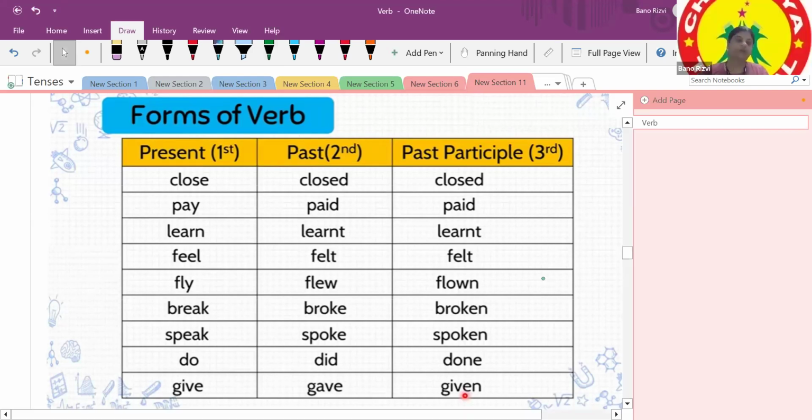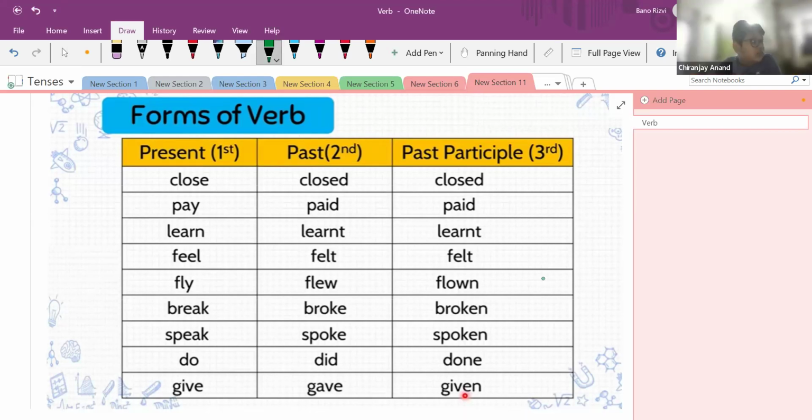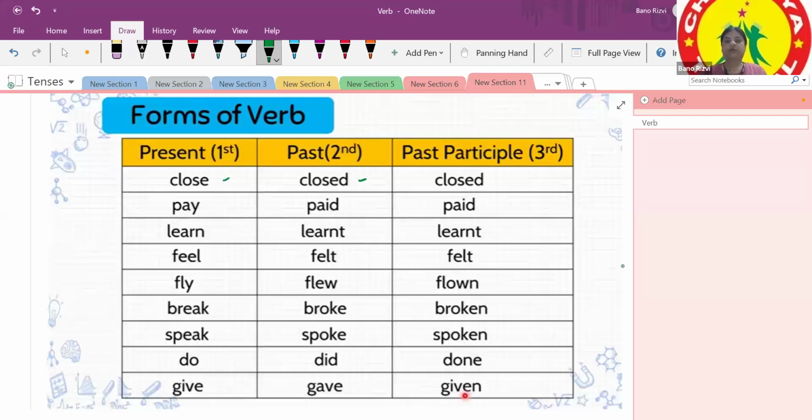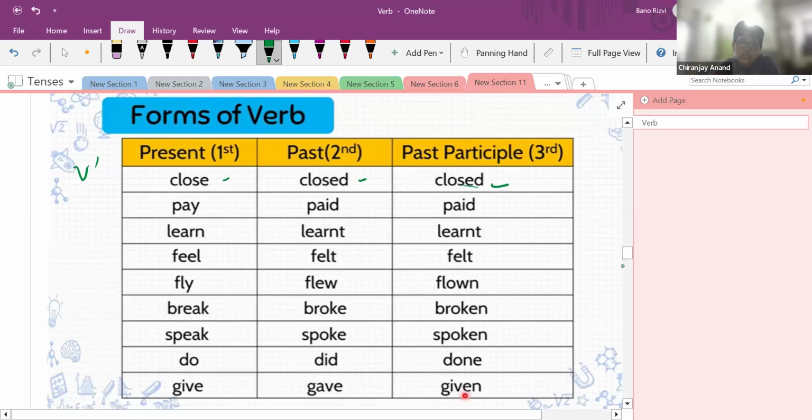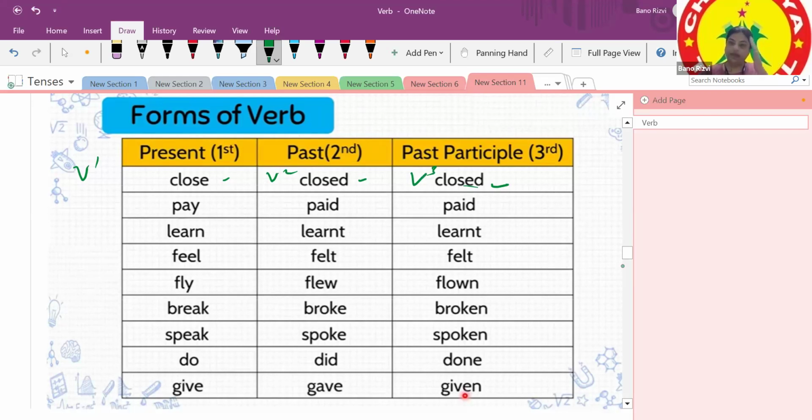So we have some examples here. Close is the present form, closed is the past, and closed is also the past participle. These are also called verb one, verb two, and verb three. When we do tenses, this will be helpful to you. Okay. Now we have pay, paid, and paid.